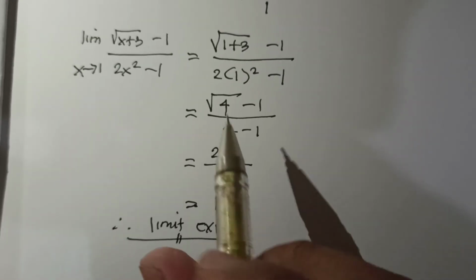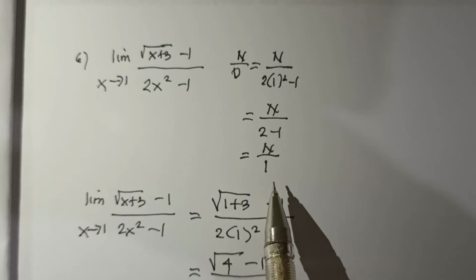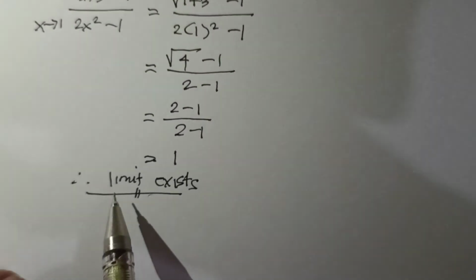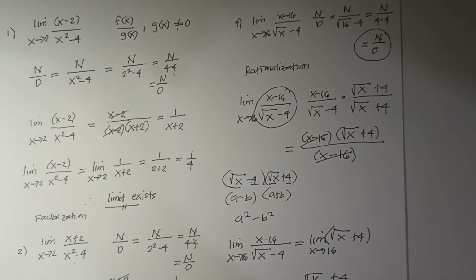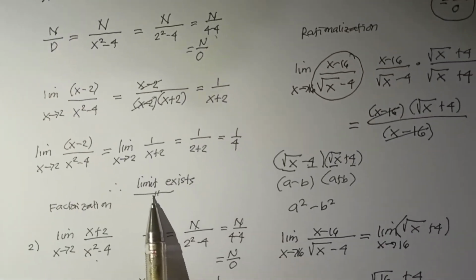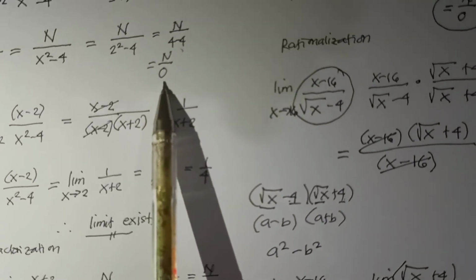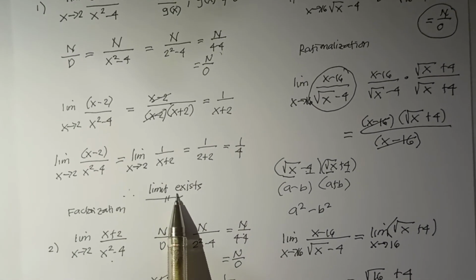So in this case, n over 1, so therefore, the denominator is not equal to 0, so simply substitute the given value. So therefore, in number 6, the limit exists. If we look back at number 1, this is the result of number 1. So we have: limit exists. n over 0, so by the use of factorization, we have the result, limit exists.